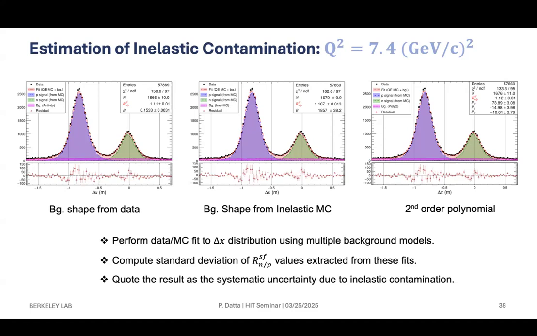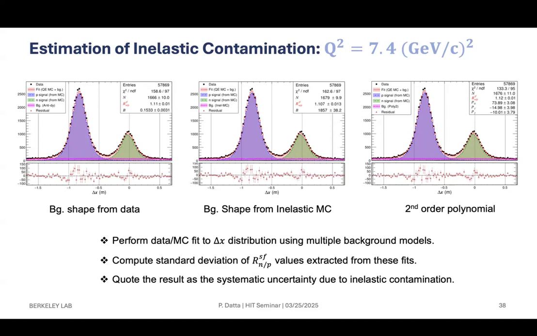Sorry, how did you get the shape for the data? Oh, there are different ways to do that, but for this, what I did is, like I talked about the delta Y cut, right? I just took an anti-cut on it, like just avoiding the region of interest.